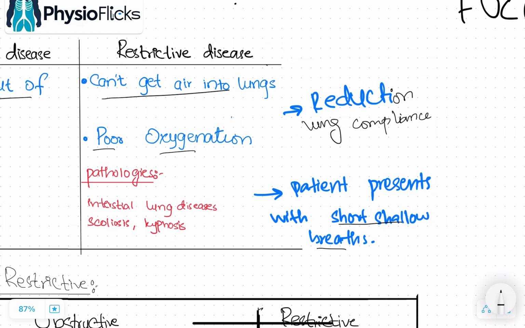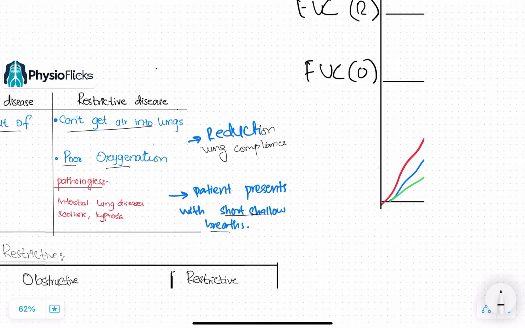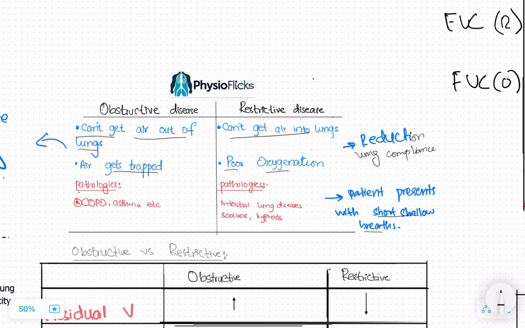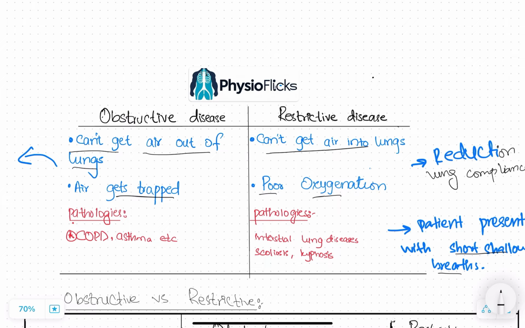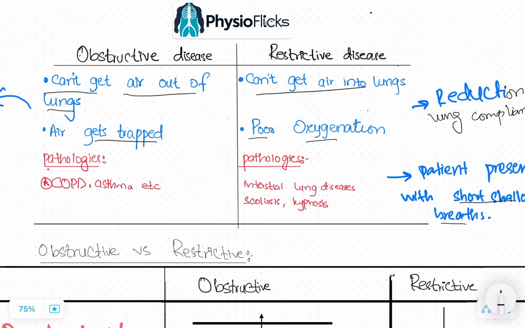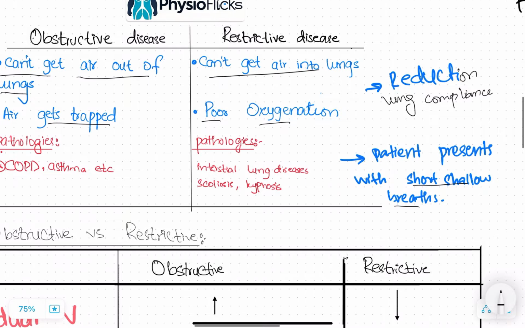It means that the patient has a restrictive disorder in which the patient cannot get air into the lungs because of a reduction in lung compliance, which means there is a reduction in the expansion and contraction of the lungs itself. So I think it makes sense here that the patient has a reduction in lung compliance and will present with short and shallow breaths.